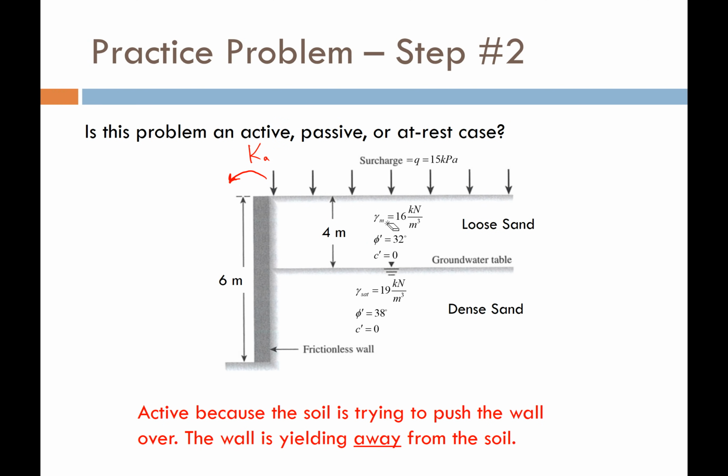Now, unless I specify or tell you that there's some force or strut or something that's pushing the wall into the soil, it's always going to be the active case. If there's a strut or a force pushing the wall into the soil, then it would be the passive case. But we don't have that kind of force or strut in this particular problem. Okay, so that's step 2. We've determined that it's the active condition.